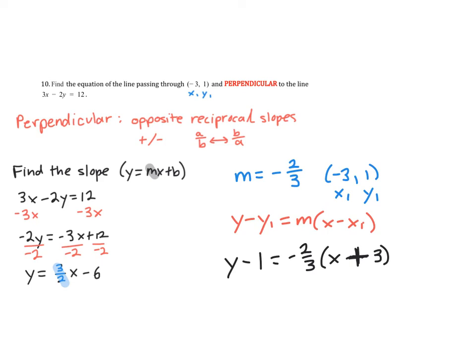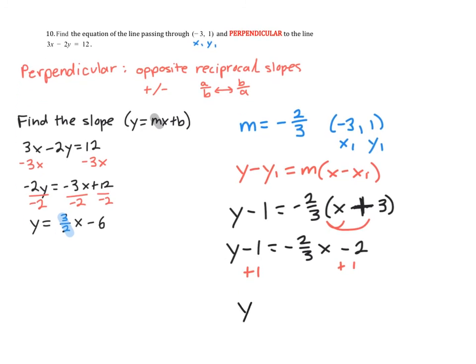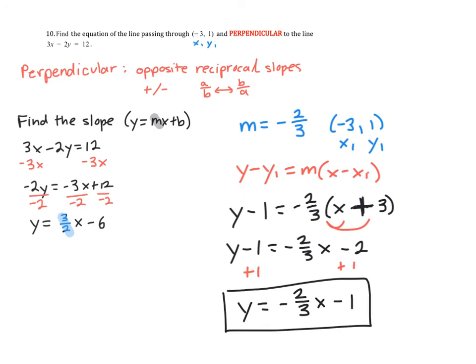So from here, we're going to distribute. So we have y minus 1 equals negative 2/3 x. When we multiply negative 2/3 to positive 3, the 3 on the top will cancel out with a 3 on the bottom, and we're left with just negative 2. And then our last step is going to be to add 1 to both sides. And we are left with y equals negative 2/3 x minus 1. So unless the problem specifically says to write the answer in point-slope form, we're going to want to write our answer in slope-intercept form. So this will be our final answer.